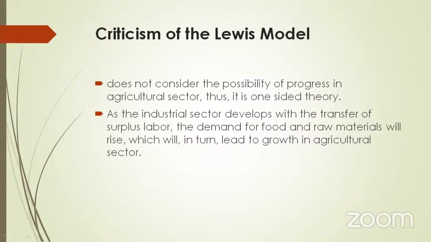It does not consider the possibility of progress in the agriculture sector. That's a one-sided story. If you see again, major economists are of the opinion that the panacea for underemployment and poverty lies in industries, not in agriculture. As the industrial sector develops with the transfer of surplus labor, the demand for food and raw materials will also rise, which in turn will lead to growth in the agriculture sector. This was also a flaw in this particular theory. So rather than look at the agriculture sector, they were looking at the industrial sector.